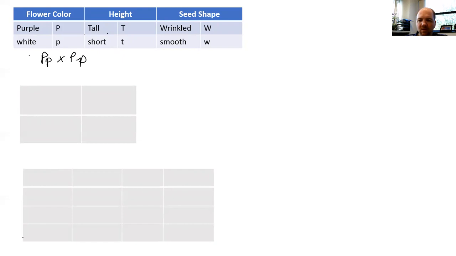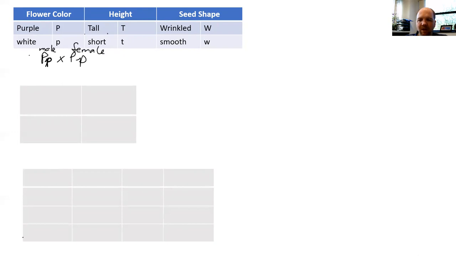Now remember, what we do is we can figure this out with a Punnett square by figuring out what the possible gametes are that each of these parents can produce and putting those around the Punnett square. So let's say this is the male over here, and this is the female.